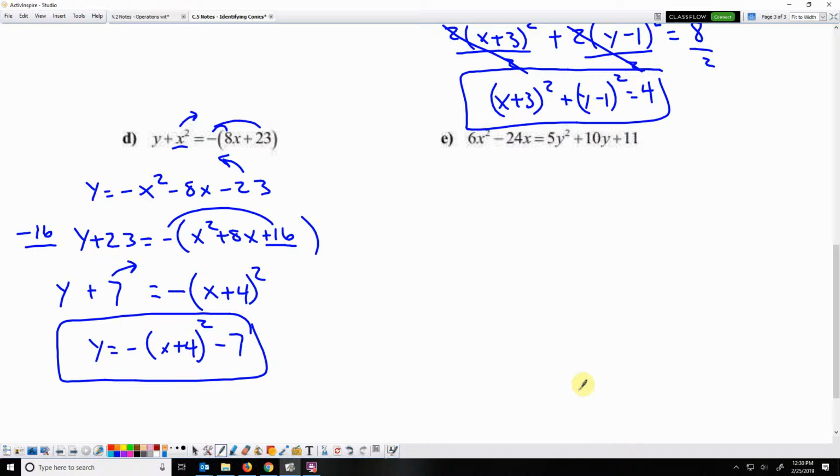And last, I want to collect all the variables to the left, constants to the right, so I need to move the y squared and the y to the left. So 6x squared minus 24x minus 5y squared minus 10y equals 11. So I've got a 6x squared and a negative 5y squared. So both squared terms exist, but one's positive, one's negative. This is a hyperbola.